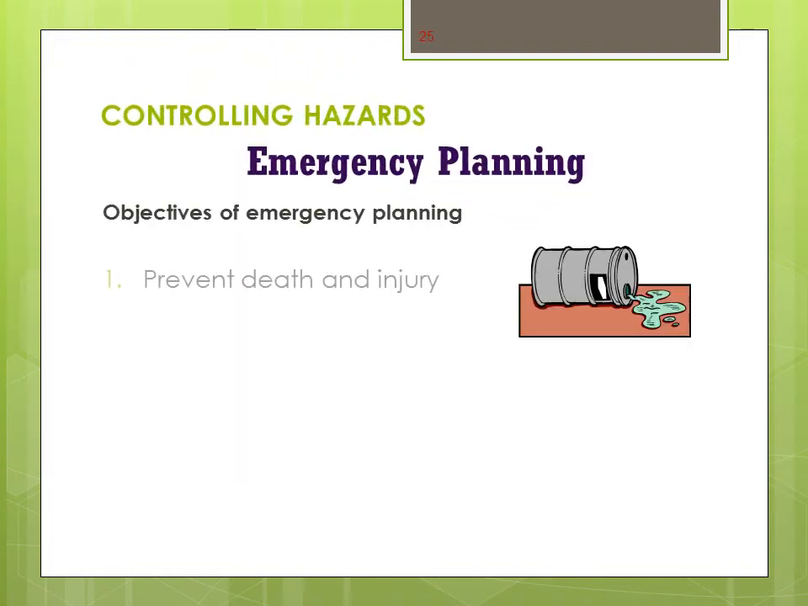For effective controls to be in place, emergency planning should be done. In order of priority, the objectives of this plan are: 1. Prevent injury or death. 2. Reduce damage to buildings or equipment. 3. Accelerate the resumption of normal operations.